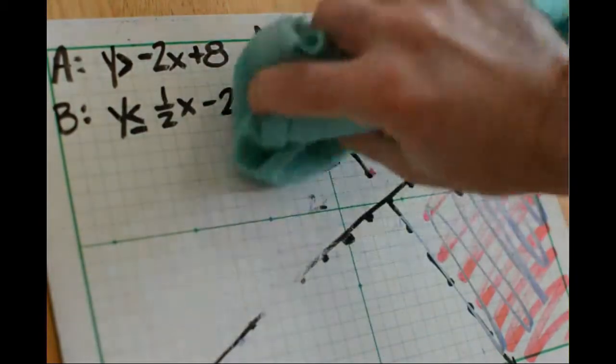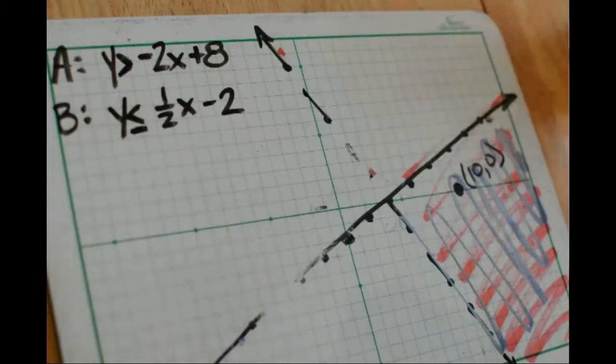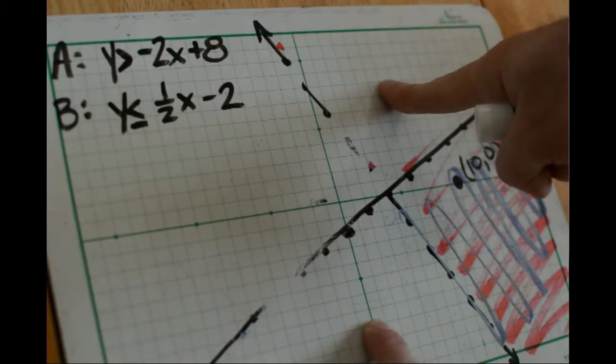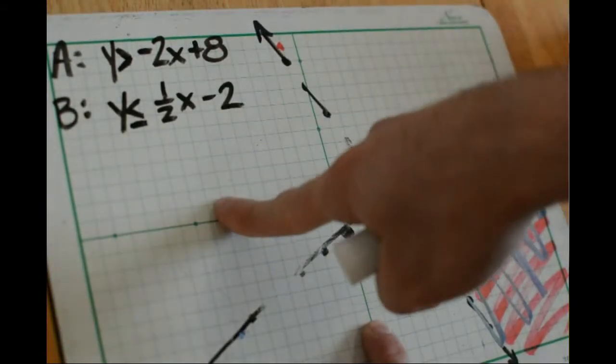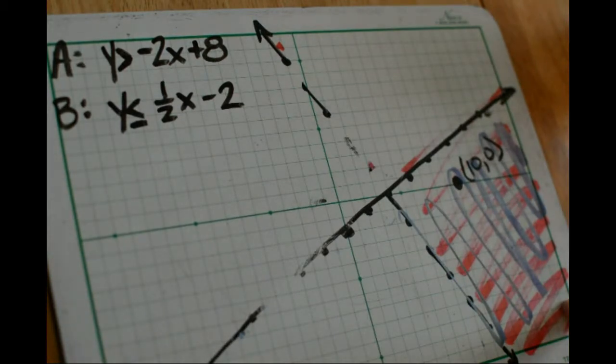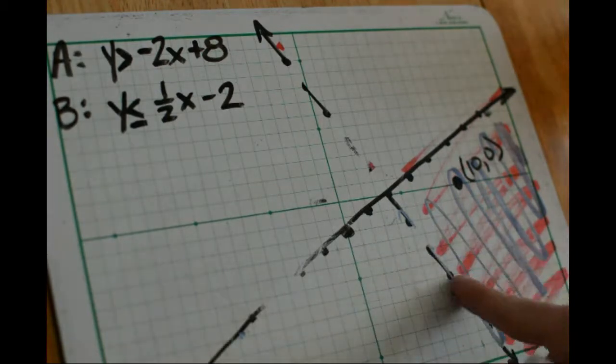So essentially what we have here is 4 regions. This region was a solution to one but not the other. That region was a solution to one but not the other. This blank region was a solution to nothing at all, and this shaded region was a solution to both. So this is what we have for our graph of the system of inequalities.